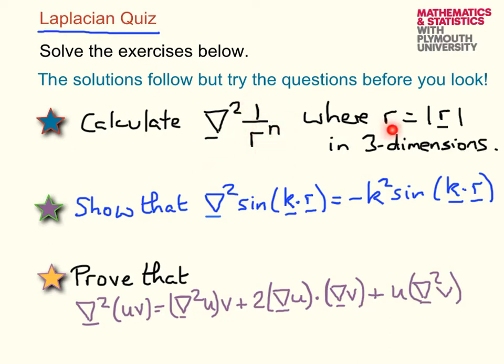So the first problem is to apply the Laplacian to 1 over r to the power of n, where r is the modulus of the position vector, and I'm suggesting that you do this in 3 dimensions because the answer depends on the dimensionality of the space.